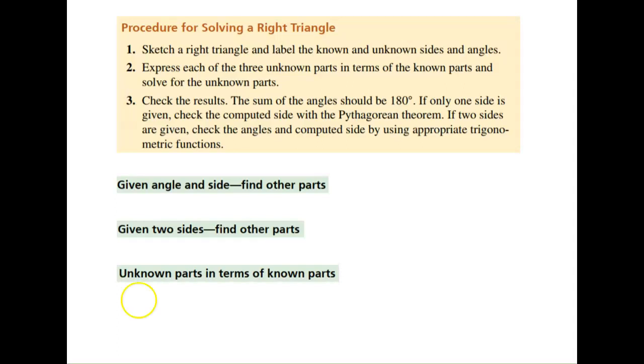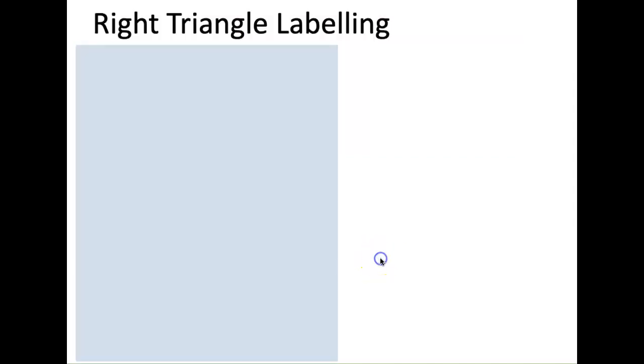Some things that you always want to remember is that the sum of the angles should always be 180 degrees. If one side is given, check the computed side with the Pythagorean theorem. That's a useful theorem from our past that we can use to check things out. If two sides are given, check the angles and computed side by using the trig functions. These are the situations that we have to work with: given an angle and a side, or given two sides, or unknown parts in terms of known parts.